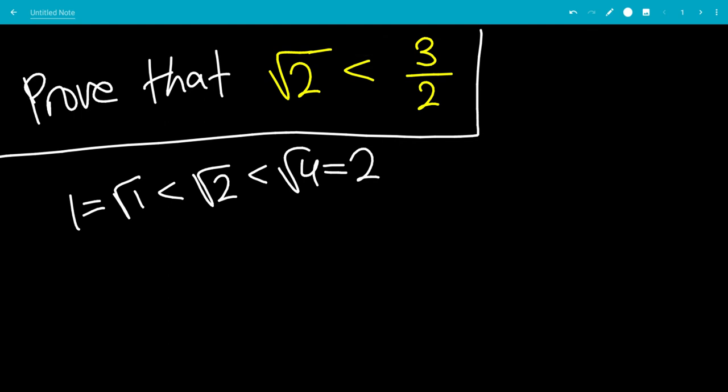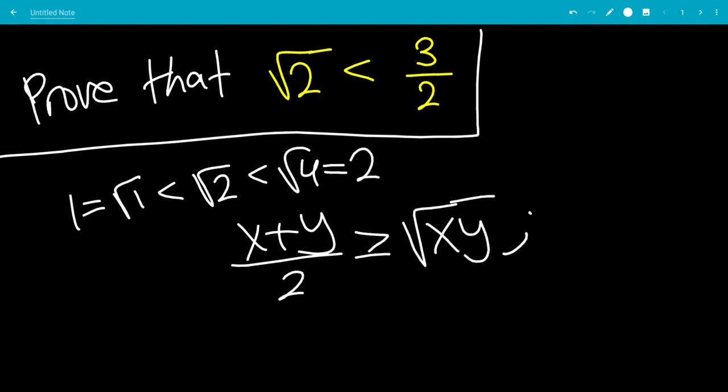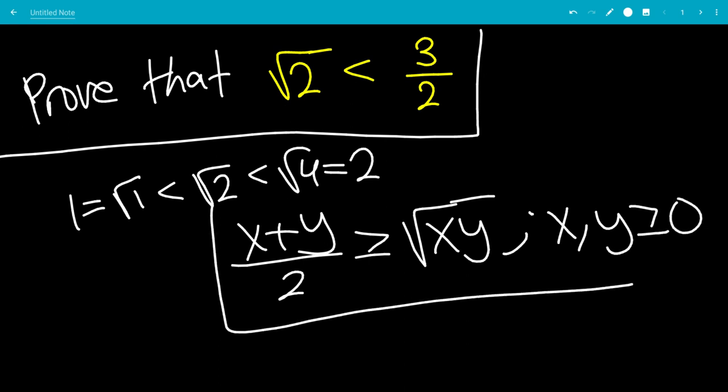We're going to use the fact that (x plus y)/2 is bigger than or equal to the square root of xy, where x and y have to be bigger than or equal to 0. We're going to show this on the next page.